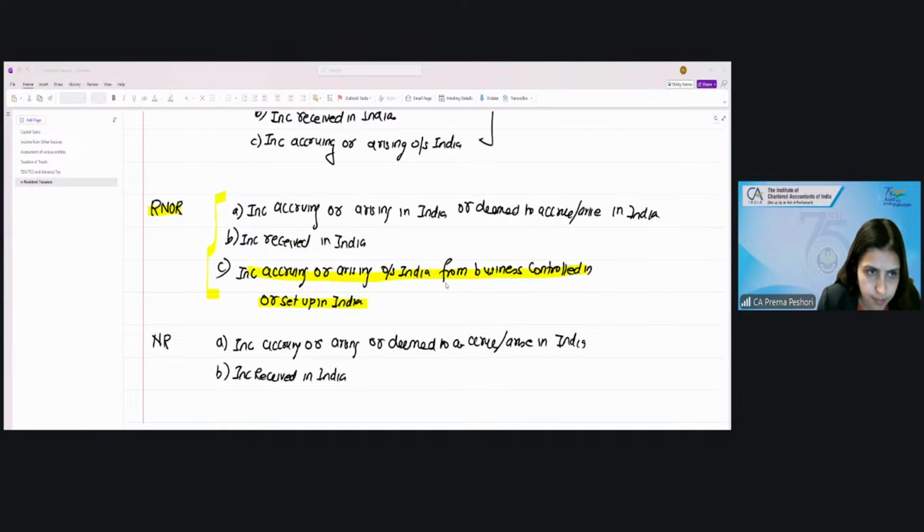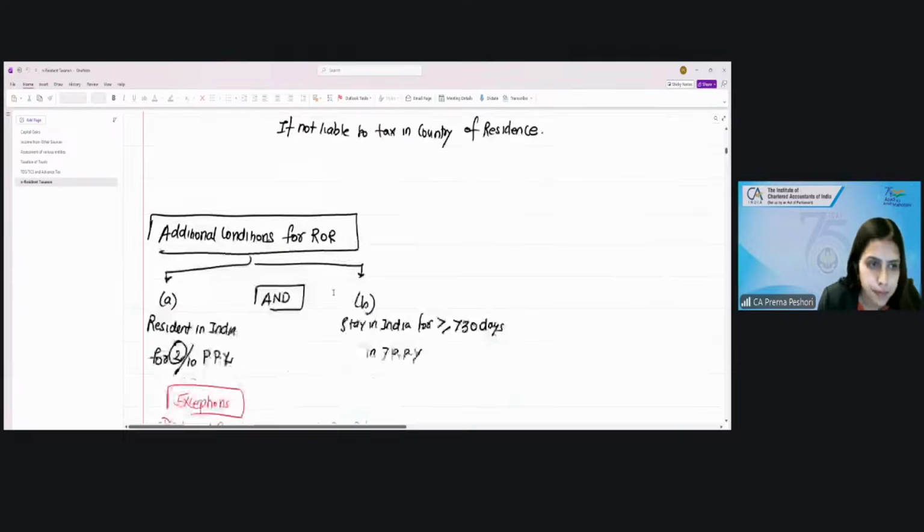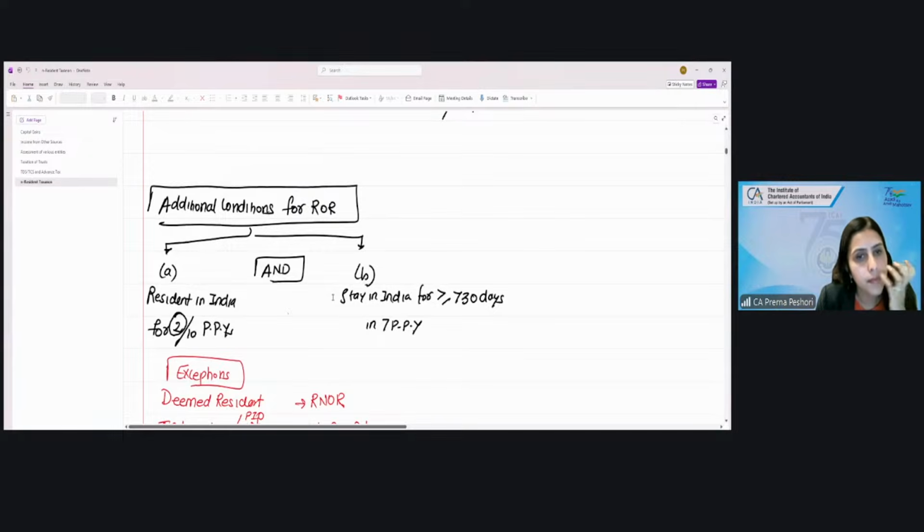If he has been resident in 2 out of the 10 previous years, correct. Very good. Or he has resided in India for 730 days or more in the last 7 years. So an individual can be a resident and ordinarily resident only when he satisfies both the conditions: if this individual has been a resident in 2 out of 10 previous years preceding the relevant previous year, and he has been staying in India for more than 730 days in the past 7 years preceding the relevant previous year.